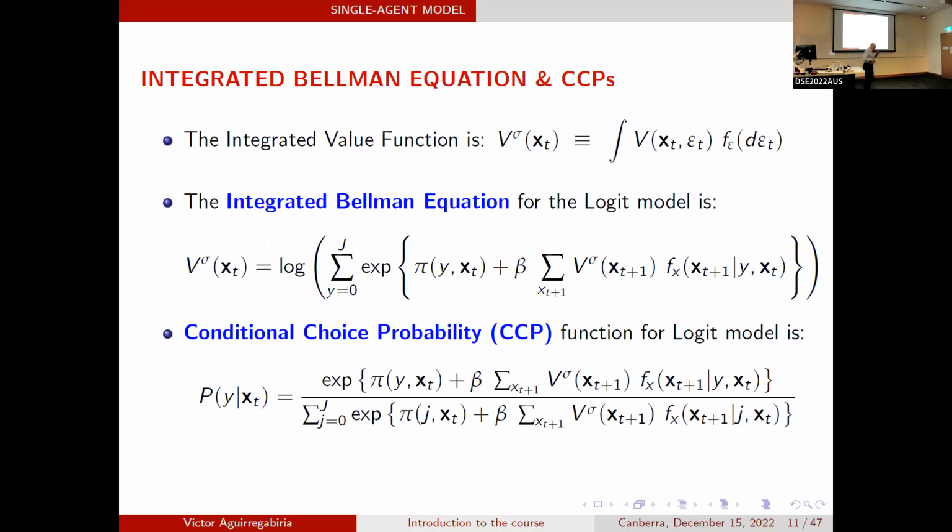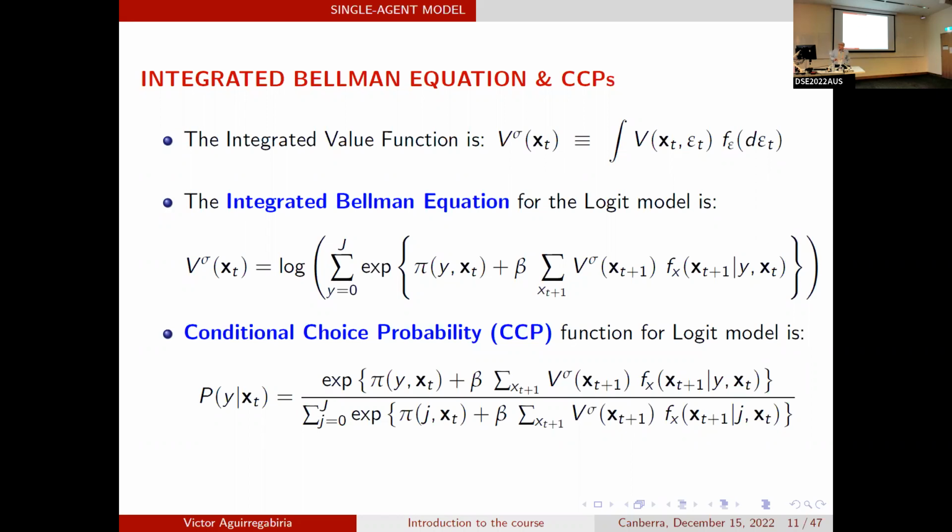As John Sitorsky mentioned, and then Bertel and Fedor, it's very convenient to make a reduction of the state space by using the integrated Bellman value function and the corresponding integrated Bellman equation instead of the original or the standard value function. Then let me use V sigma to represent the integrated value function.